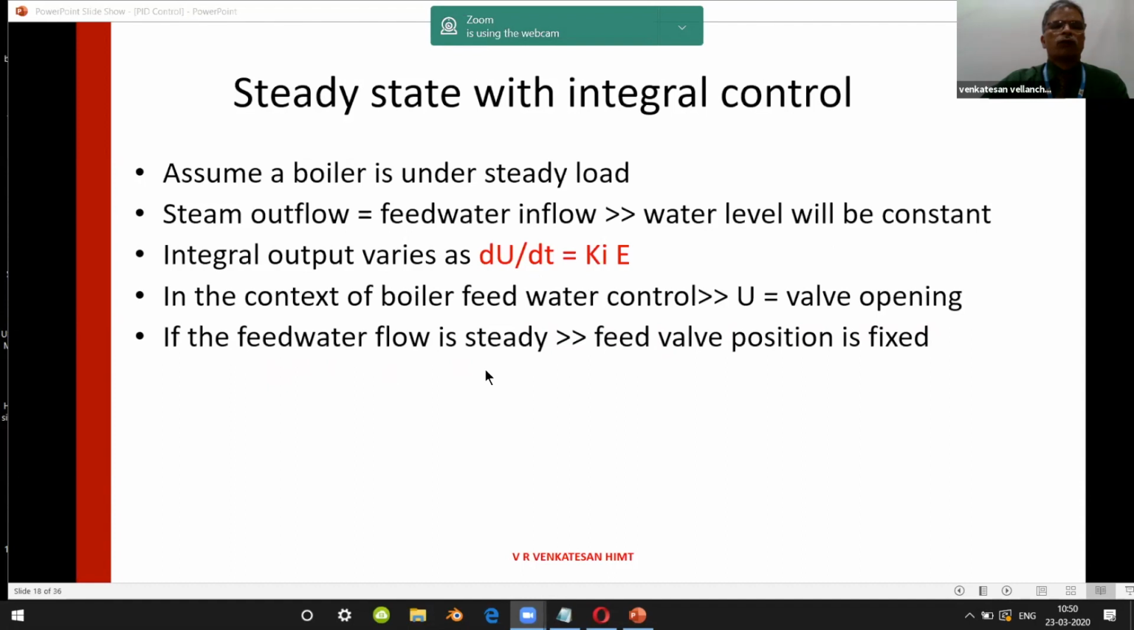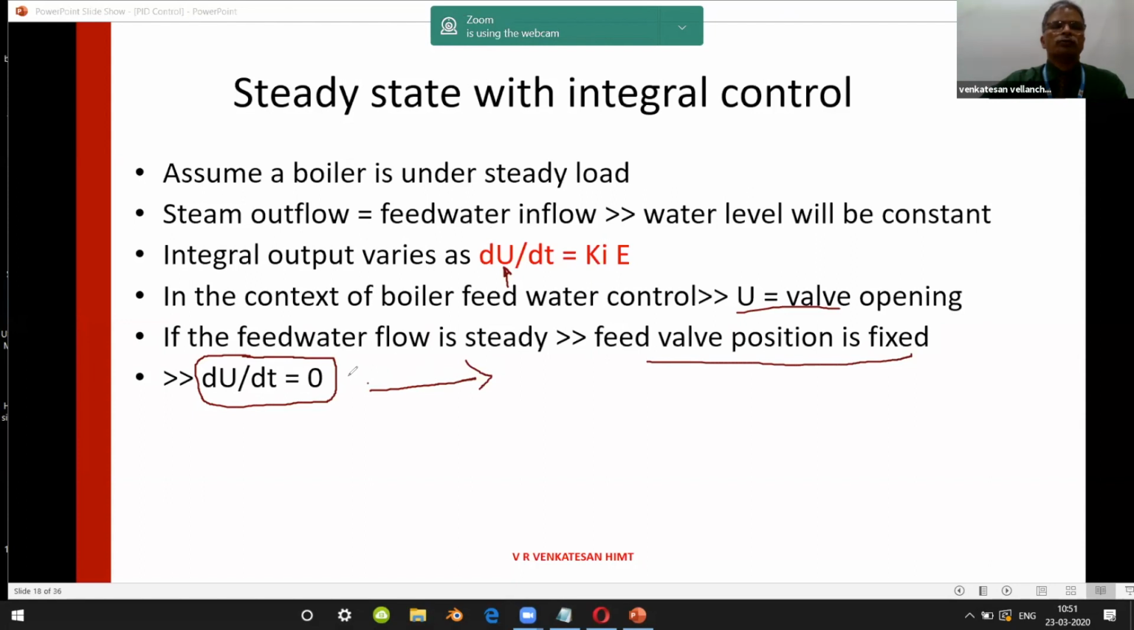So if the feed water flow is steady, then the feed valve position will be fixed. The output is the opening of the feed valve. If the feed valve position is fixed, it means there will be no change in the position. If there is no change, this value will be zero. du by dt means rate of change in the valve position. The valve is not moving, so the rate of change is zero. So if the left hand side is zero in the equation, then the right hand side also should be zero. And Ki cannot be zero, which means error has to be zero.